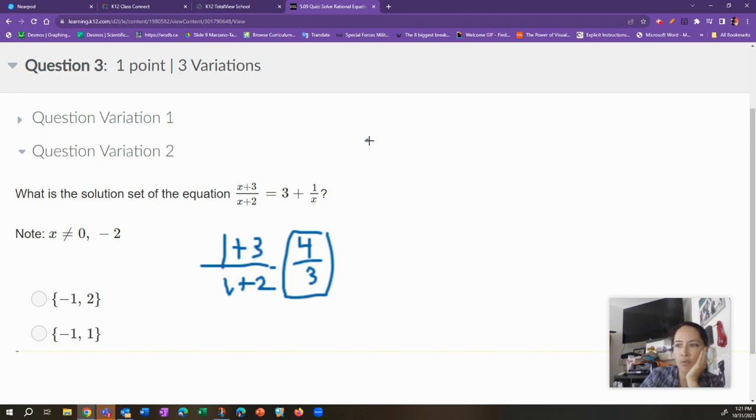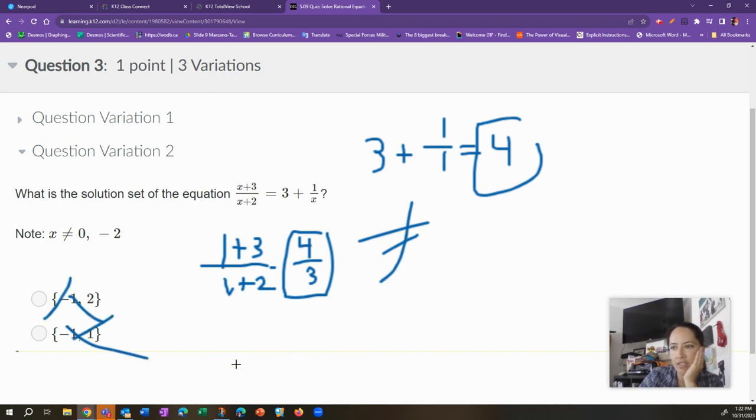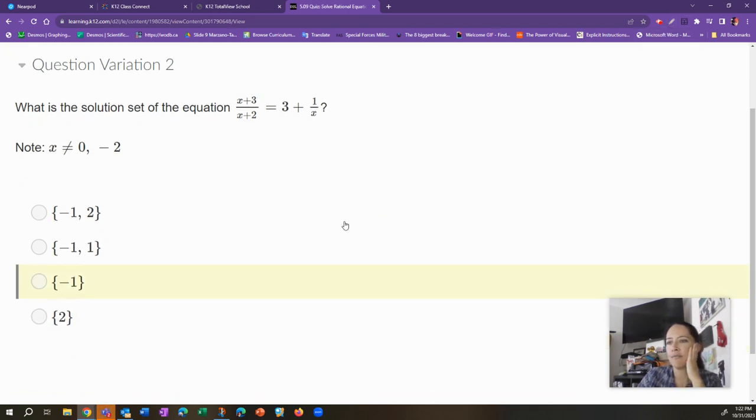Why? Because if we have 1, we have 3 plus 1 over 1, which is equal to 4. And they're not the same. 4 does not equal 4/3. So that's not an answer. That's not an answer. Let's go down.